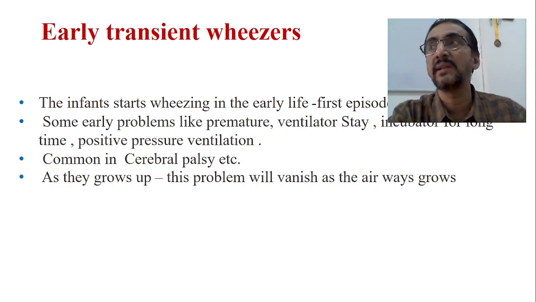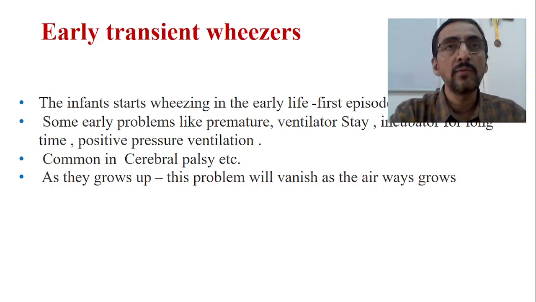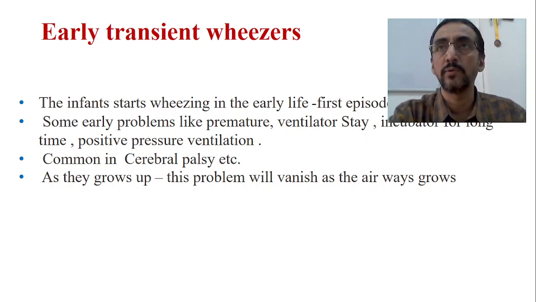So what is very important here is history. You take the history. When the mother comes with this particular history of wheezing in the 4th month, 5th month itself, look at cerebral palsy, look at other neuromuscular problems, look at prematurity, low birth weight baby, or sometimes IUGR, or the hospital stay, ICU, NICU stay. So you have to inquire about all these things.